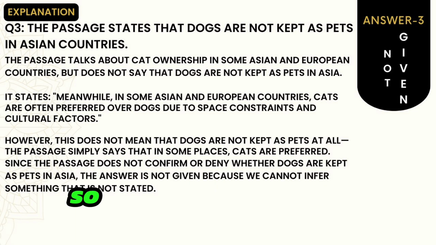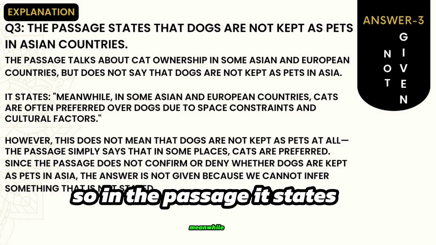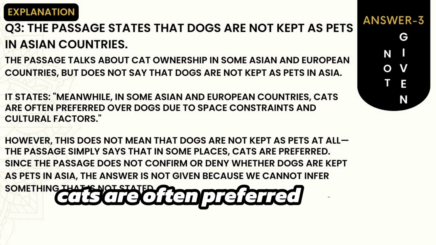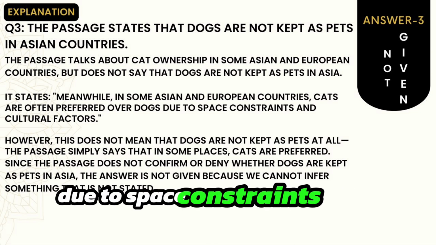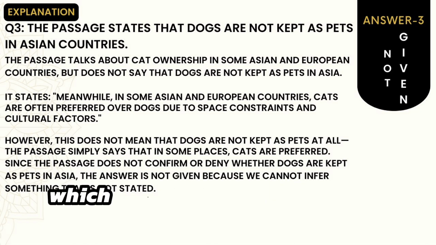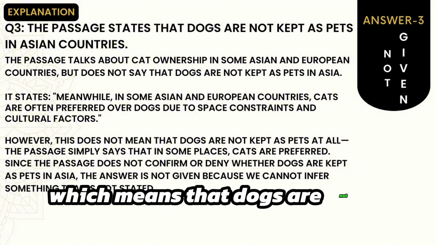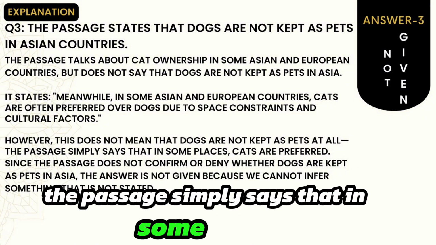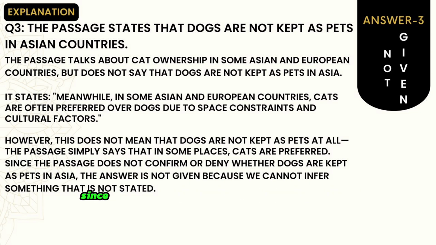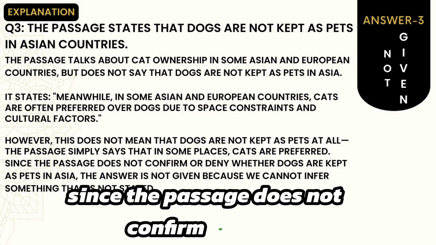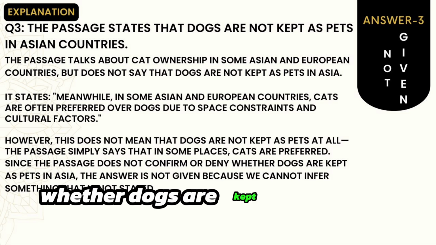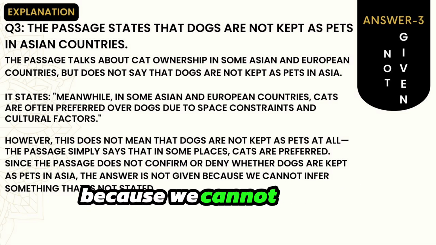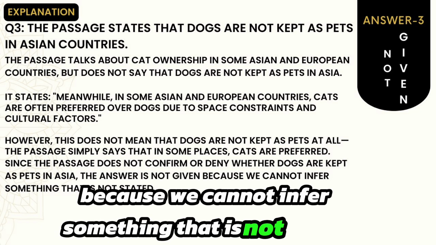So the next question is: the passage states that dogs are not kept as pets in Asian countries. In the passage, it states, meanwhile, in some Asian and European countries, cats are often preferred over dogs due to space constraints and cultural factors, which doesn't mean that dogs are not kept as pets at all. The passage simply says that in some places, cats are preferred. Since the passage does not confirm or deny whether dogs are kept as pets in Asia, the answer is not given, because we cannot infer something that is not stated.